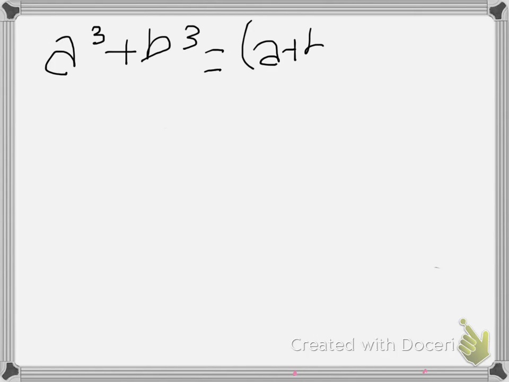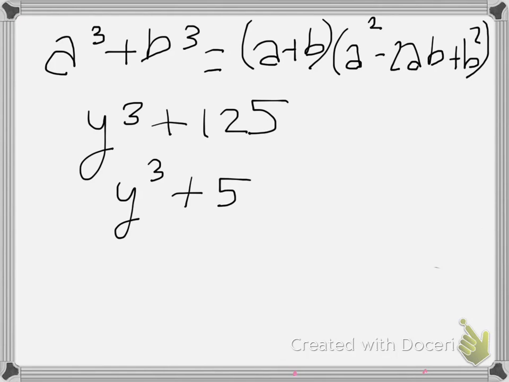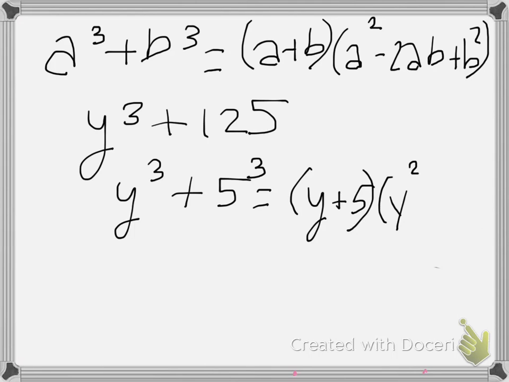Now we're going to talk about the sum of two cubes. And who wouldn't want to learn about the sum of two cubes? I do. The formula is a cubed plus b cubed equals a plus b and a squared minus ab plus b squared. An example is y cubed plus 125, which is the same thing as y cubed plus 5 cubed, which is equal to y plus 5, because we have to make it the same as the formula, it has to look the same, and y squared minus 5y plus 25.